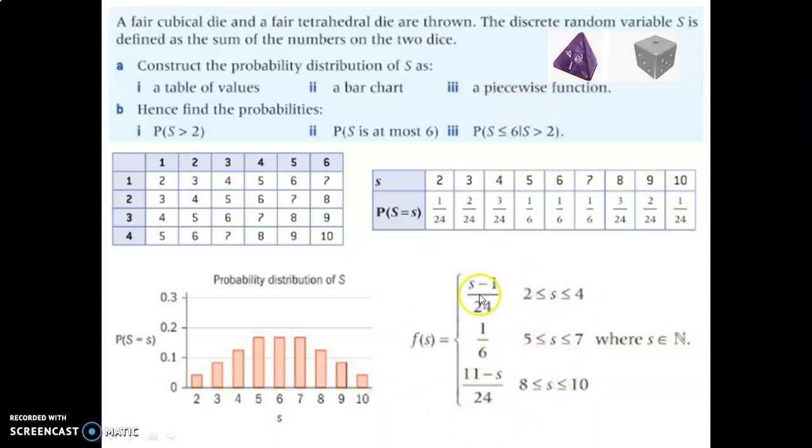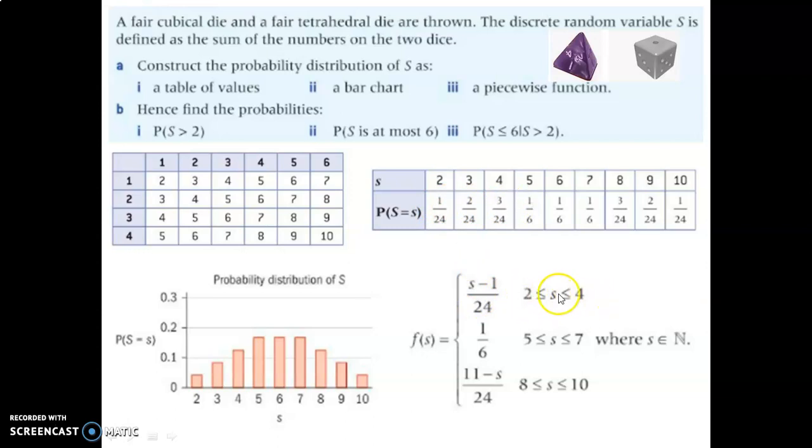But here's the function. This function is piecewise in 3 parts because when s is 2 to 4, these values here, you can see the probability is rising by 1. It's 1 here, 2, 3. So the top of the fraction is always the sum number minus 1, right? So 2 minus 1 gives us the 1 here, or sorry, 3 minus 1 gives us 2. So this function can be used to create these 3 values.